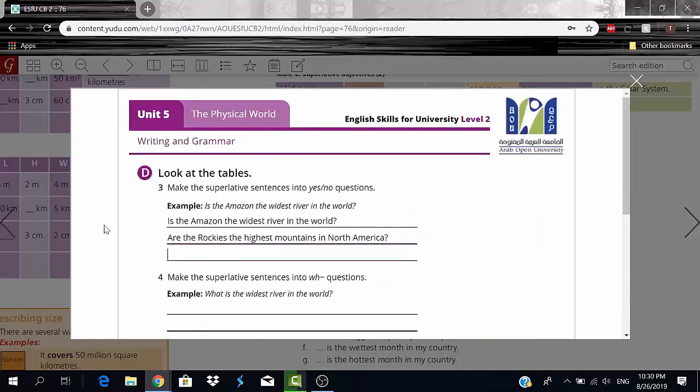So turning that into a yes or no question, I can say, is hydrogen the most common gas in the solar, or actually let me put that in capital, Solar System? Question mark. Is hydrogen the most common gas in the Solar System?